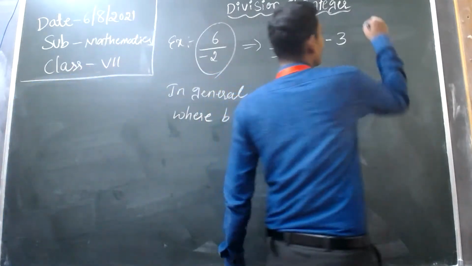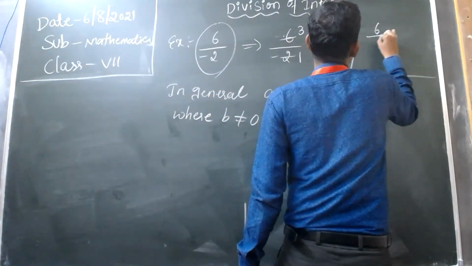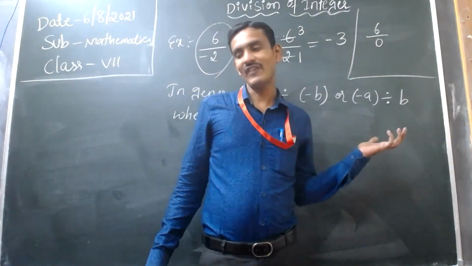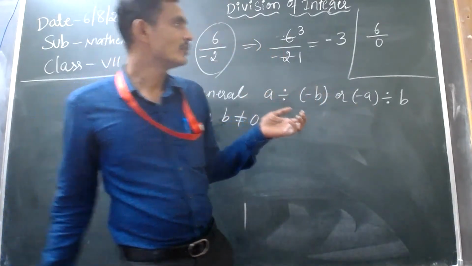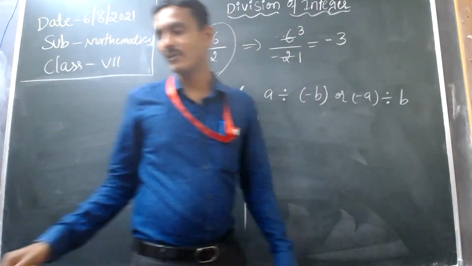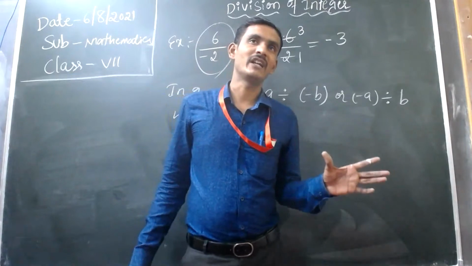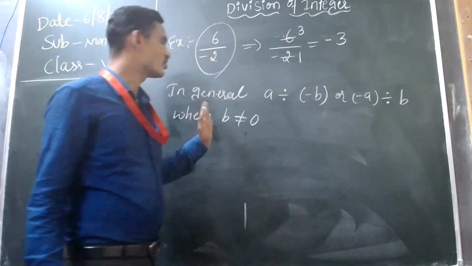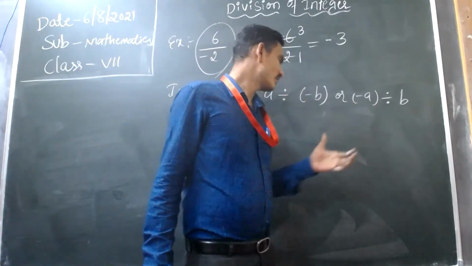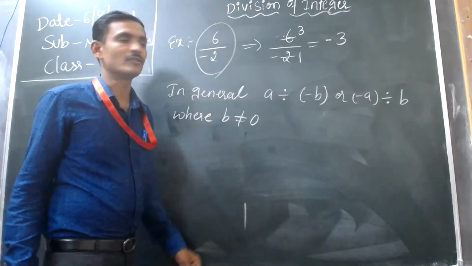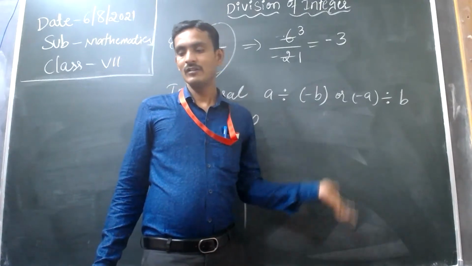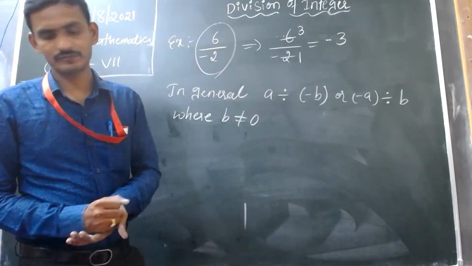What will happen if b is equal to 0? 6 divided by 0, we will get the answer as infinity. Any number divided by 0 always gives infinity. That's why, in general, a divided by minus b or minus a divided by b, b is not equal to 0. b must be a number only; it does not equal 0.